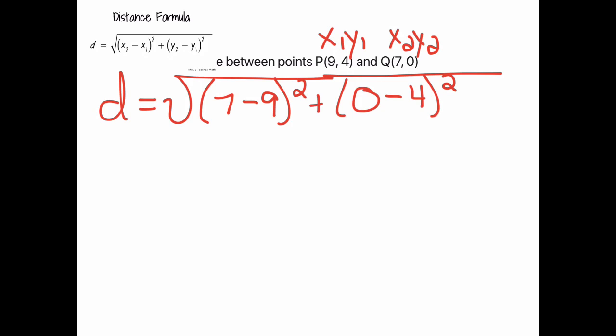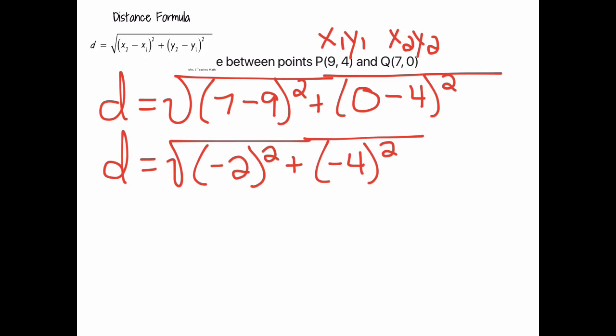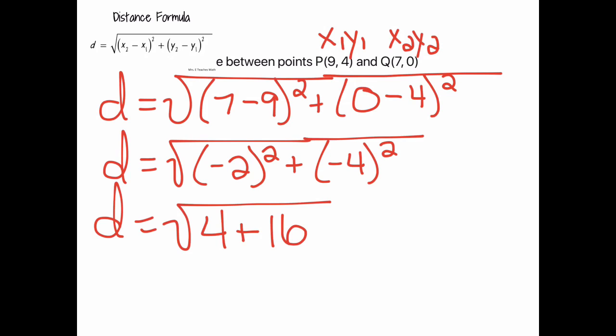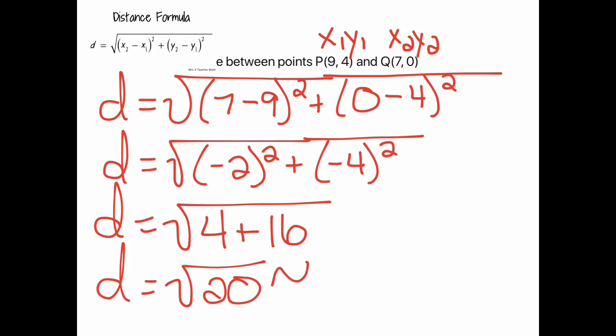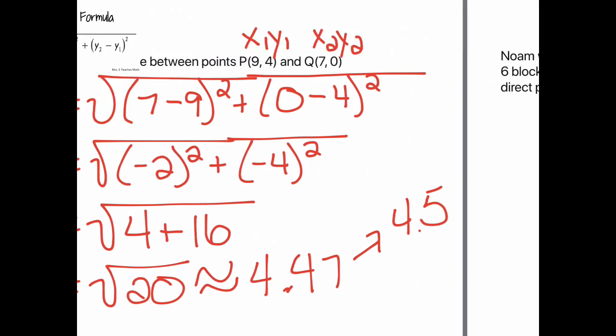And that's what we get, and then we're going to simplify by doing the subtraction to -2 and -4, and then we're going to square both of those to get 4 and 16, and when you add those together you get the square root of 20. Since they want you to round this to the nearest tenth, when you actually find the square root of 20, what you get is approximately 4.47, so that rounds to 4.5. And that's the answer for question number 1.